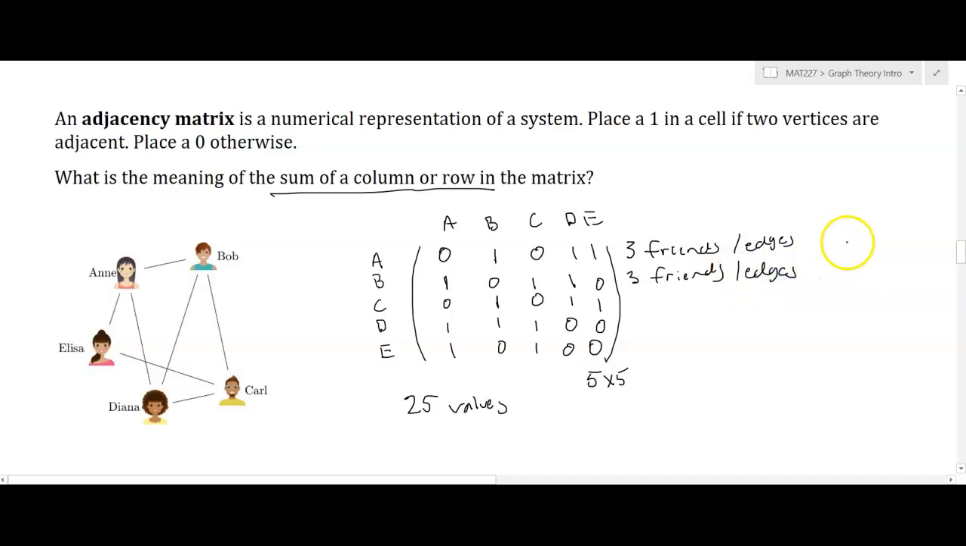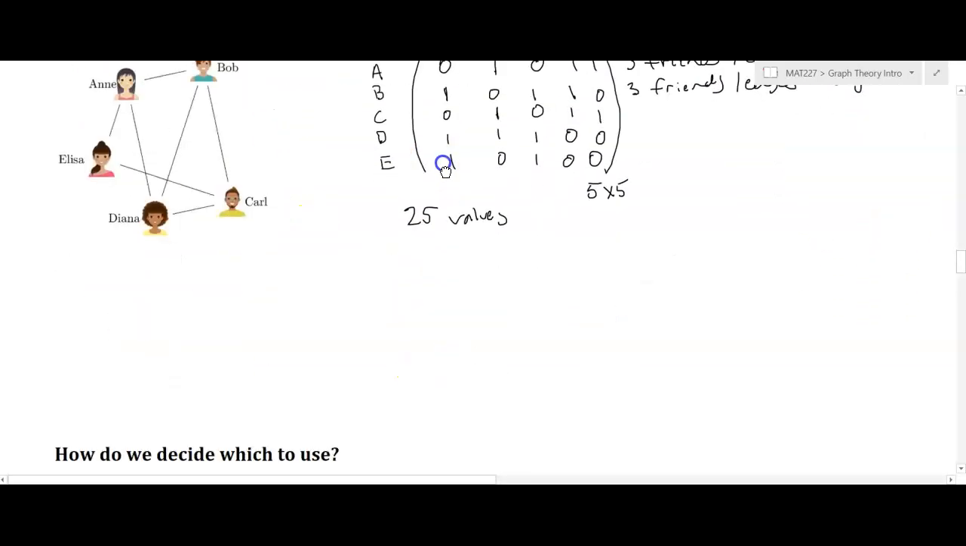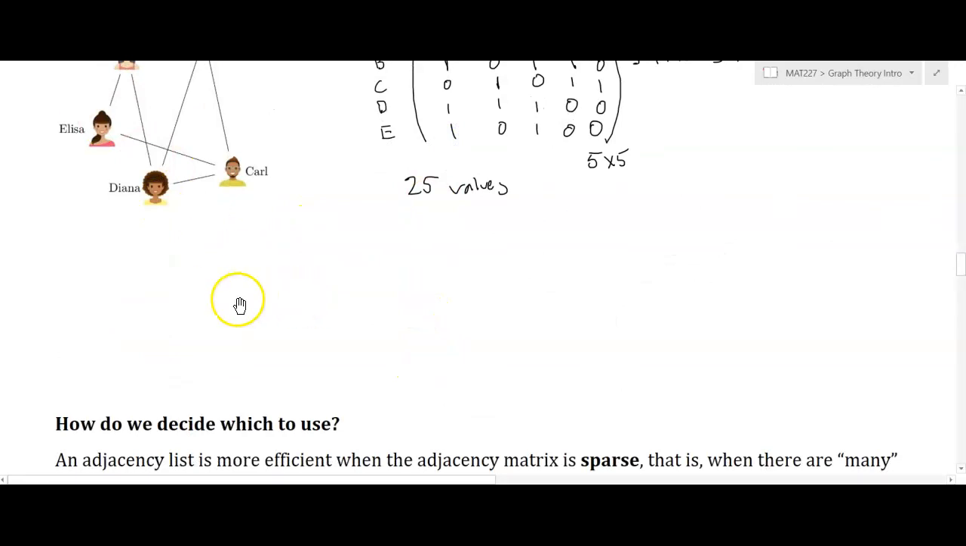Another way to think about this is that the degree of A is 3 because the sum of row A is 3. Now the sum of column A is going to be 3 as well because it's exactly the same as row A. And so the degree of B is 3. Great, so that gives us some ways of talking about things.